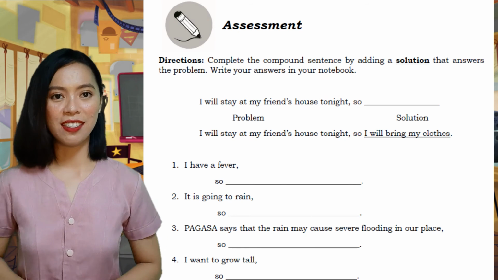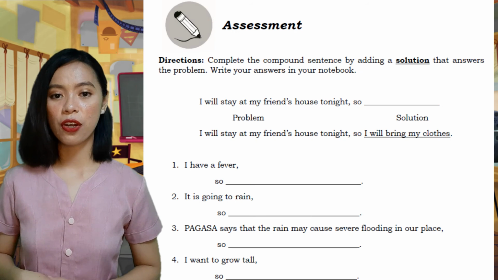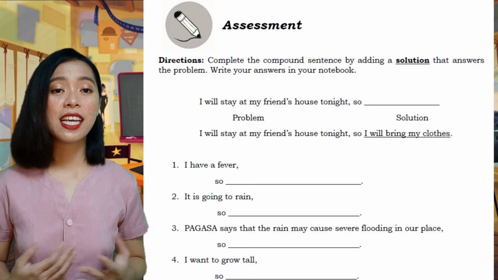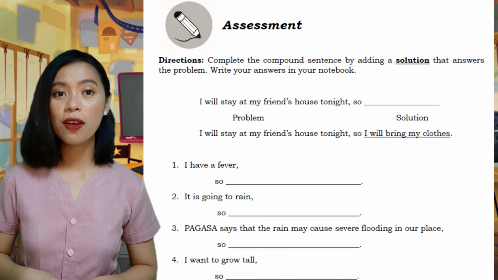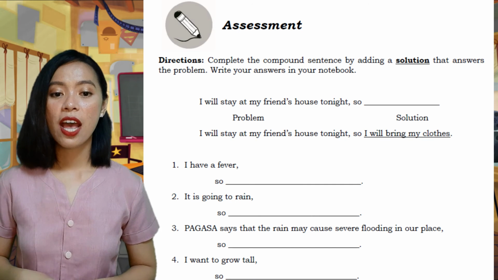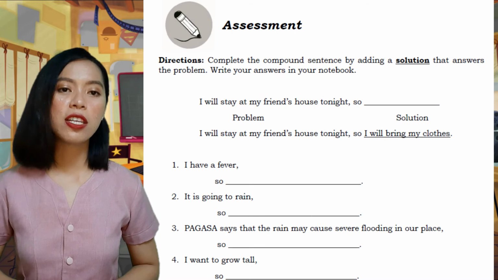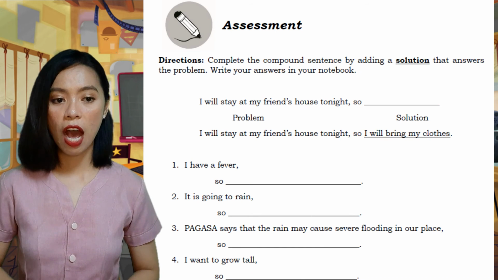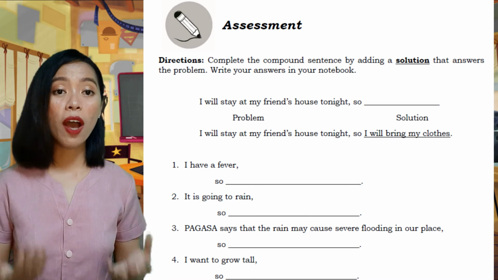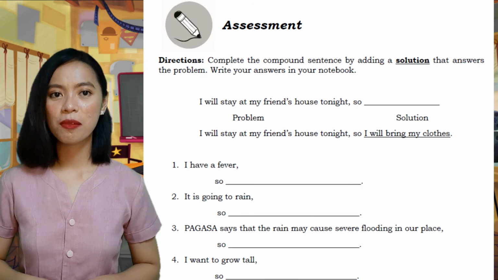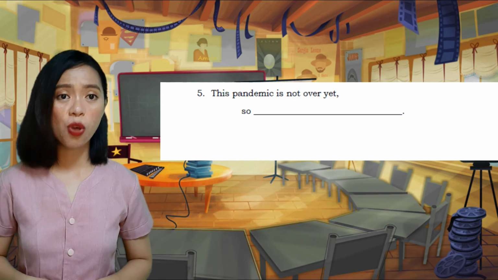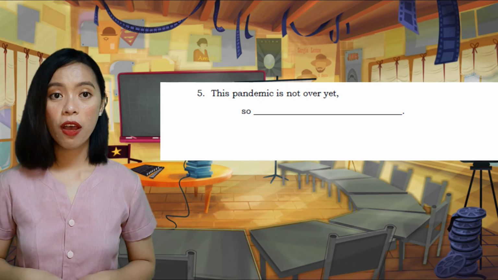Now, number 1. I have a fever, so blank. 2. It is going to rain, so blank. 3. Pag-asa says that the rain may cause severe flooding in our place, so blank. 4. I want to grow tall, so blank. 5. This pandemic is not over yet, so blank.